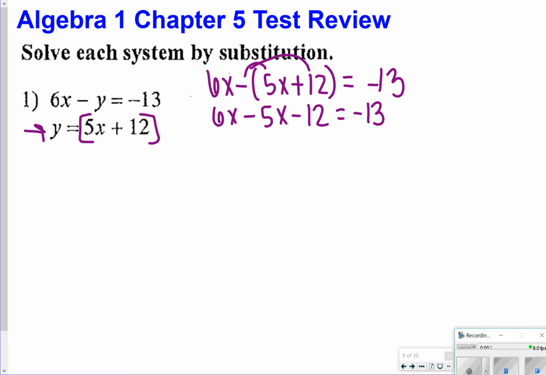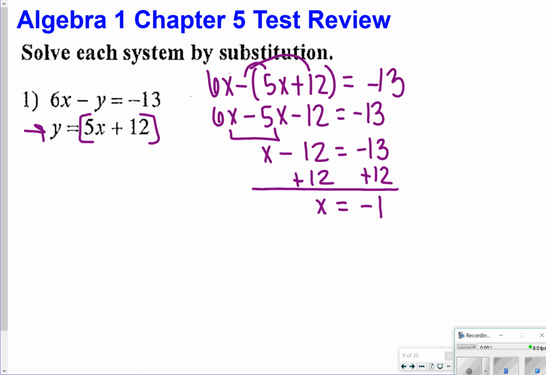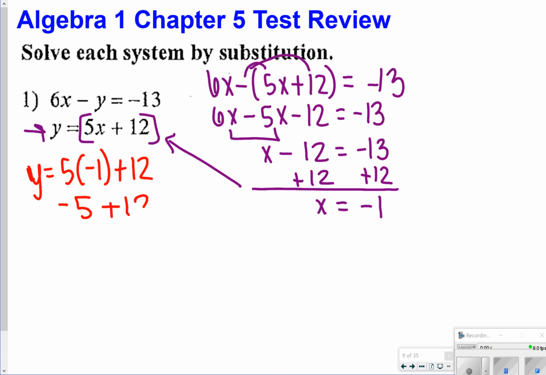The next thing I'm going to want to do is combine my like terms, and then I will solve for x. For number 1, I get x is equal to negative 1. Now I'm going to go back and plug it in to this original problem here to solve for y. Once I plug in my negative 1, I can go ahead and start solving. So I get negative 5 plus 12, which is equal to 7. So my answer for number 1 is negative 1, 7.